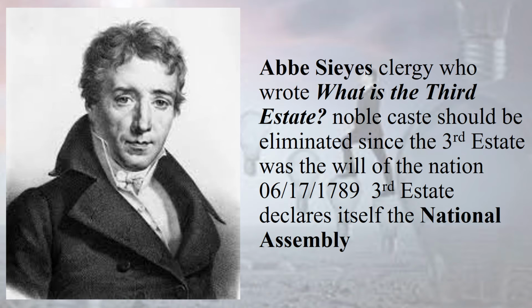Abbé Sieyès is a clergyman who wrote What is the Third Estate? They thought that basically you should get rid of all the nobles in the nation, because the Third Estate represented the actual will of the people, because it was 98% of the people. And so on June 17th of 1789, the Third Estate declares itself the National Assembly.